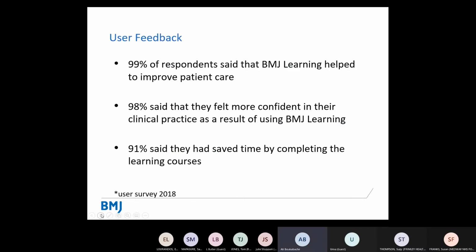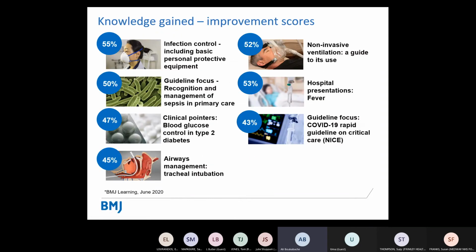It is a loved resource around the world, and this is from a recent survey where 99% of respondents said that BMJ Learning helped them to improve patient care. We do have something else on the website that we call improvement scores, which demonstrate the knowledge that's been gained. Across the website, the improvement score, if you like, is around 37%. So that means the difference from the pre-test to the post-test.